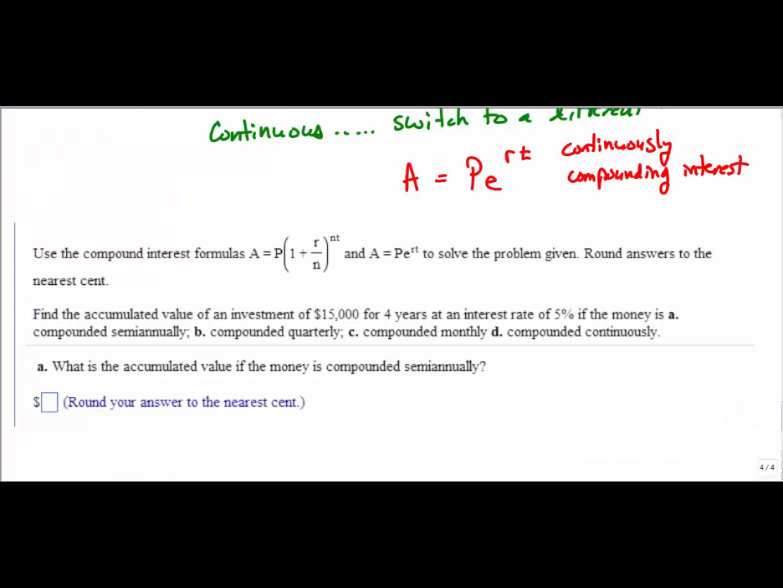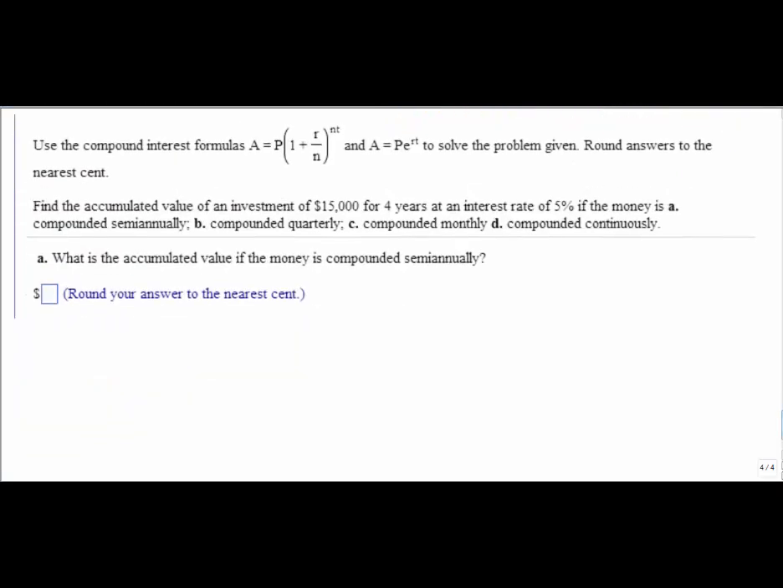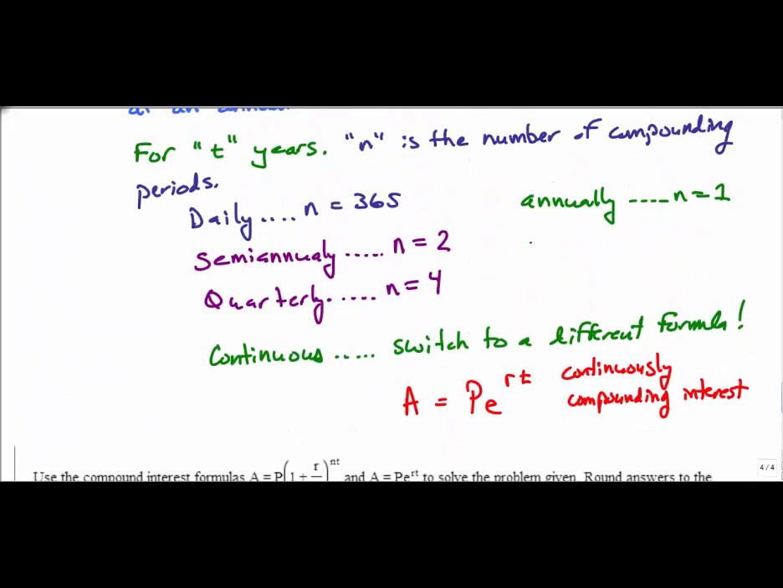Okay, to get started on this problem, first of all, it says use one of these two formulas. So remember, this one is for continuously compounding, and the other one on the left is for when we are compounding quarterly, semi-annually, monthly would be another one that we could look at as well. Actually, let's go ahead and add monthly up to this list. So if we have monthly, that would be n equal 12.